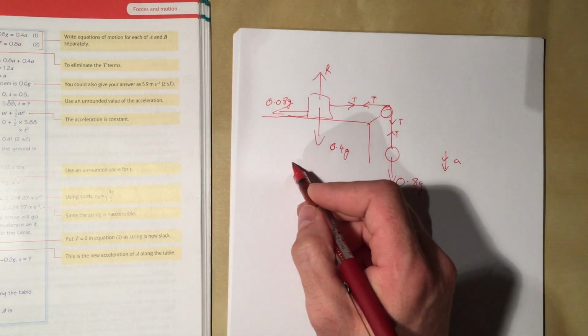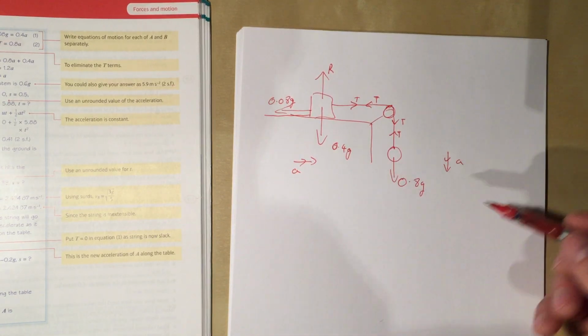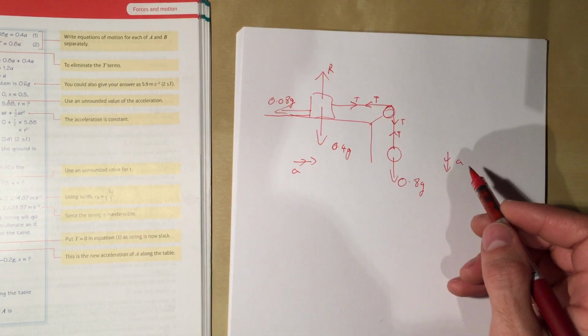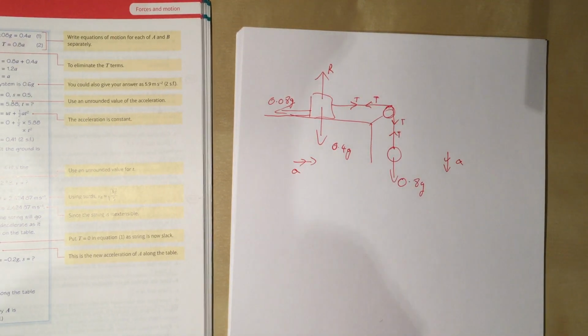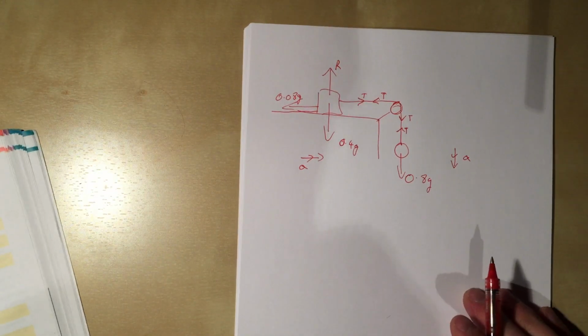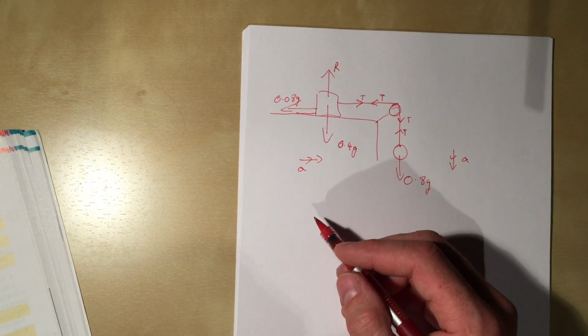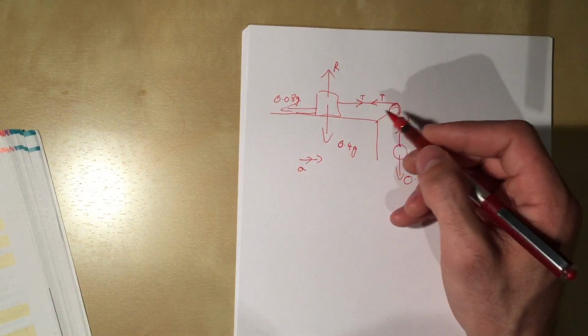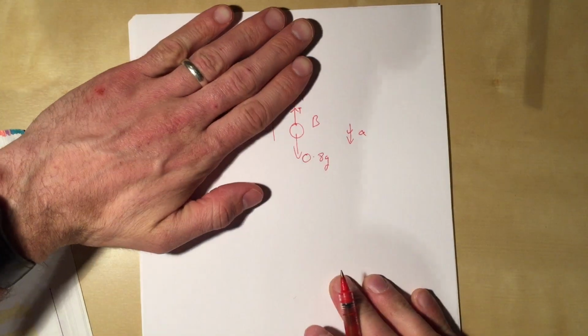This acceleration here has the same magnitude as this acceleration here. They're not the same acceleration because acceleration is a vector quantity and they're going in different directions, but they're the same magnitude, so we can have the same letter, the same size acceleration, okay? So in this case, what do we do? Well, same as all the other connected particles questions. I'm going to label this one A and this one B.